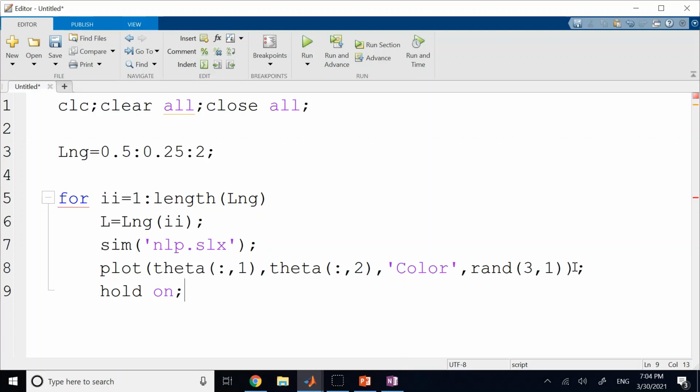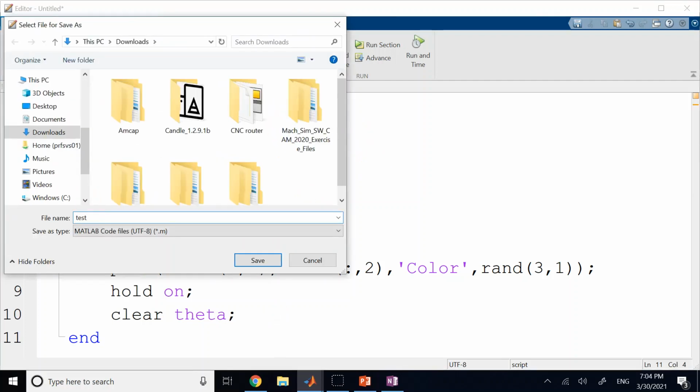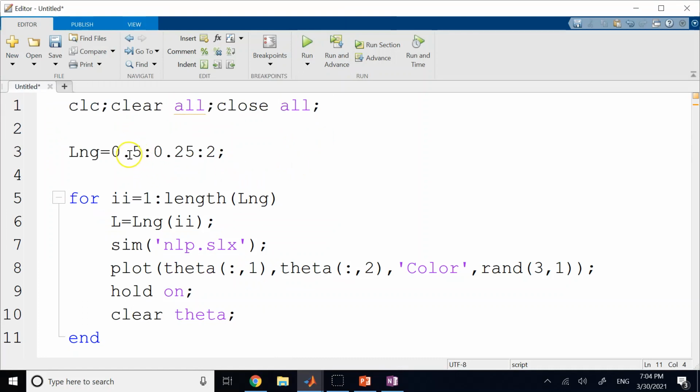And whenever you're done with this data, if you want, you can clear, let's say, theta, so that the theta that was written from the previous run of Simulink is cleaned, so that the next data comes and replaces that. Although it will be overwritten in general, but I think it's a good idea to clean and rewrite. And here, if you say end and run this, so I call it test, and run it, it should run that Simulink file a bunch of times, I guess 7 times here, and gives you a plot with 7 curves, each one with a random color on it.